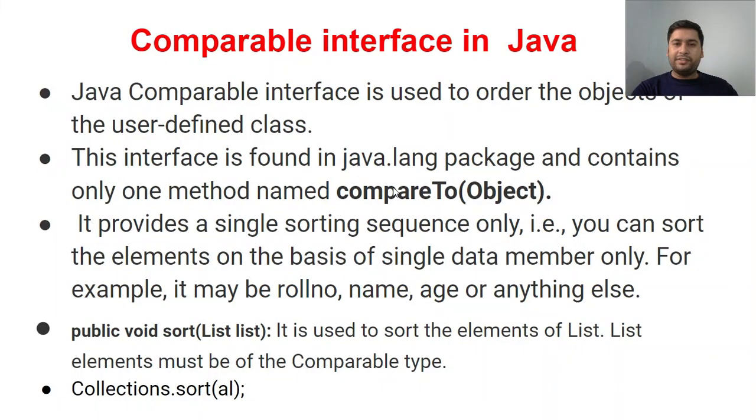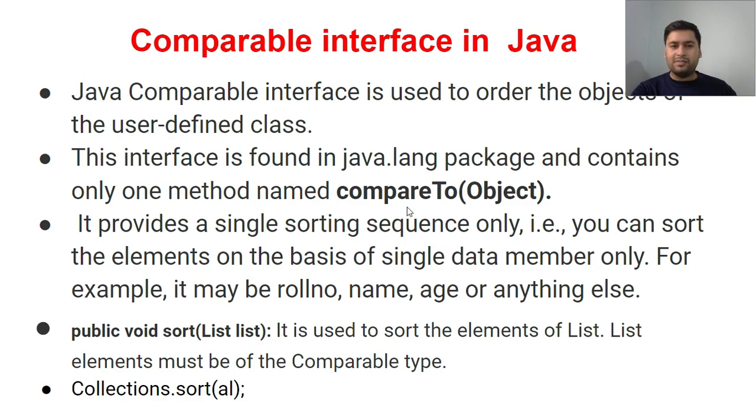So in the previous video we discussed how we can use the Comparable interface in Java, and we saw one example of the Student class. Simply put, the Java Comparable interface is used to order the objects of a user-defined class. It works on the user-defined class, and we are ordering, meaning sorting, the objects. This interface is found in the java.lang package and contains only one method, called the compareTo method.